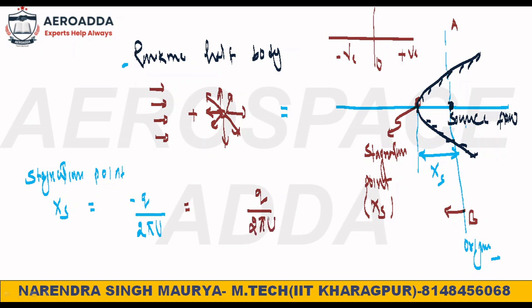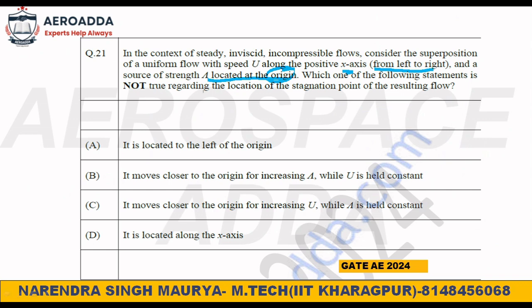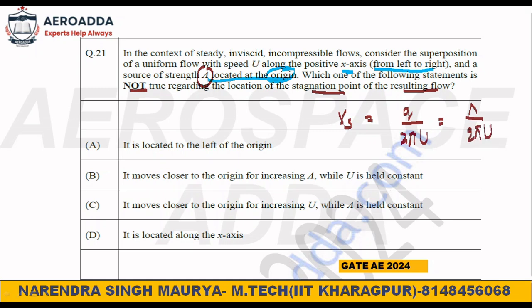Now check, your answer is based on this formula only, because they are talking about the stagnation point. They said the following statement is not true regarding the location of the stagnation point of the resulting flow. So I will write the stagnation point formula here, q upon 2 pi U. In my notes it was q, the strength of the source, but here it is clearly mentioned gamma. This value is also correct, gamma upon 2 pi U. Both are the same thing because they have said source of strength. So you write q or gamma, both are the same thing.